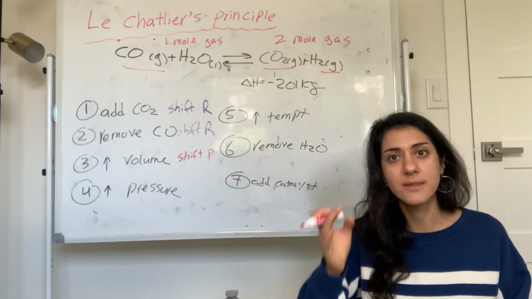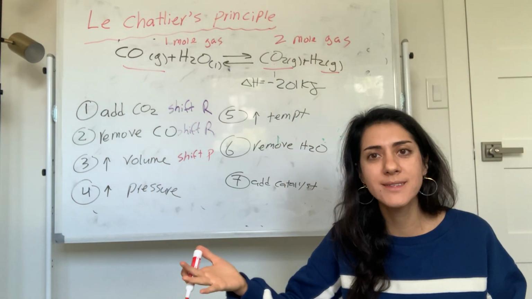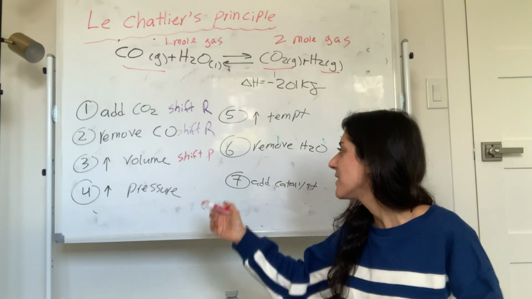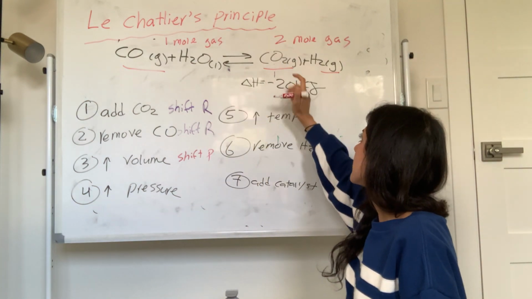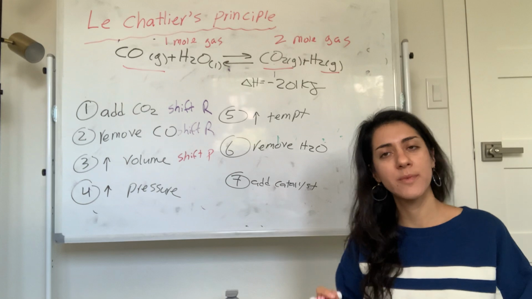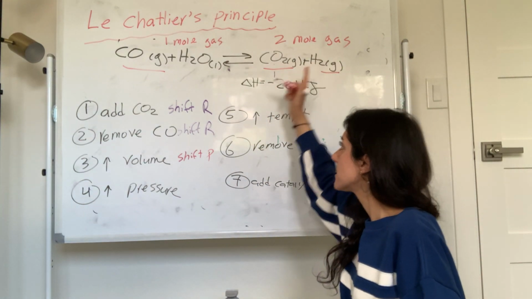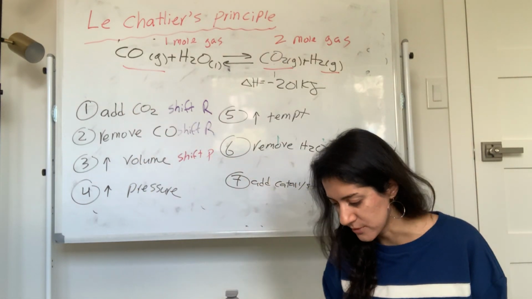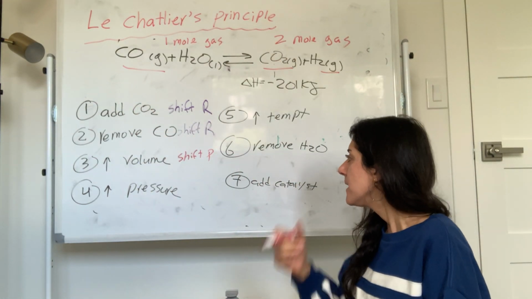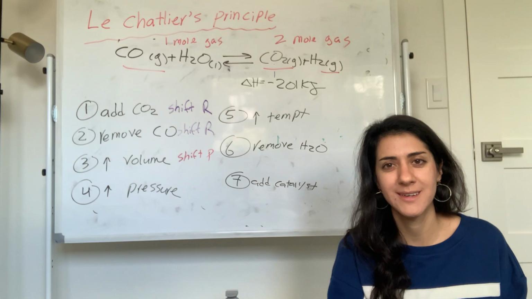Again, think about this. The bigger the place, you can put more people in it, right? So I increase the volume, it shifts to the side with a larger number of gas molecules. I have 2 gas molecules here. I have 1 gas molecule there. Yeah? Okay. Now, I increase the pressure.